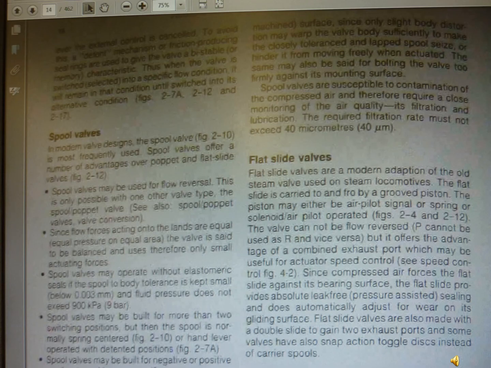Talking about the spool valves. So the spool valves are connection.